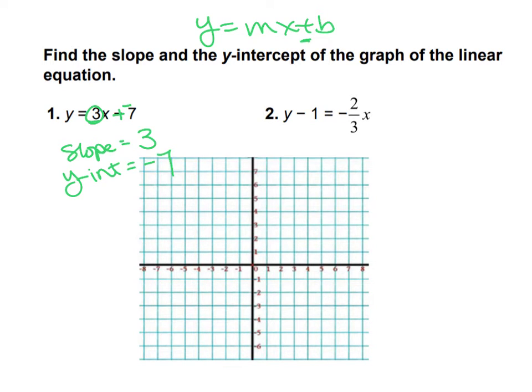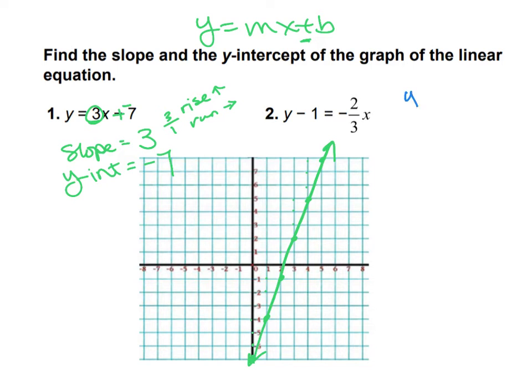So let's graph it now. Our y-intercept is -7, which would be down here. Our slope is 3/1, rise over run, so we would go up 3 and to the right 1. So up 3 to the right 1, up 3 to the right 1, and so on, and there is our line.